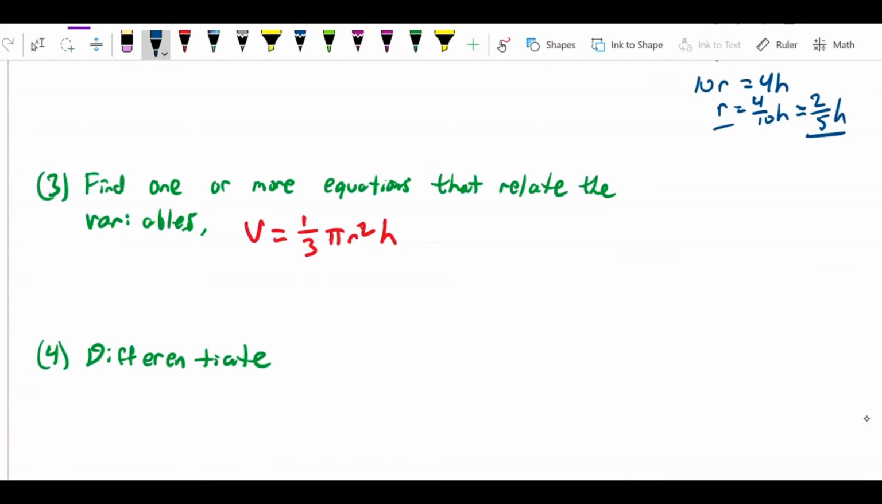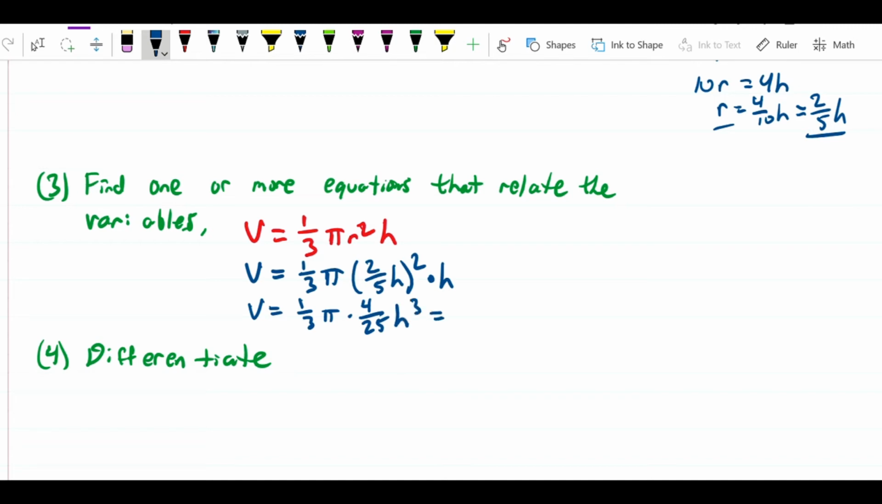So let's actually rewrite the volume in terms of just h. That's going to be 1/3 pi times the radius, which is 2/5 h, so 2/5 h squared, times h. And the volume is equal to 1/3 pi times 4 over 25, h squared times h is h cubed. That equals 4 pi over 75 h cubed. So there's a good equation: V equals 4 pi over 75 h cubed.